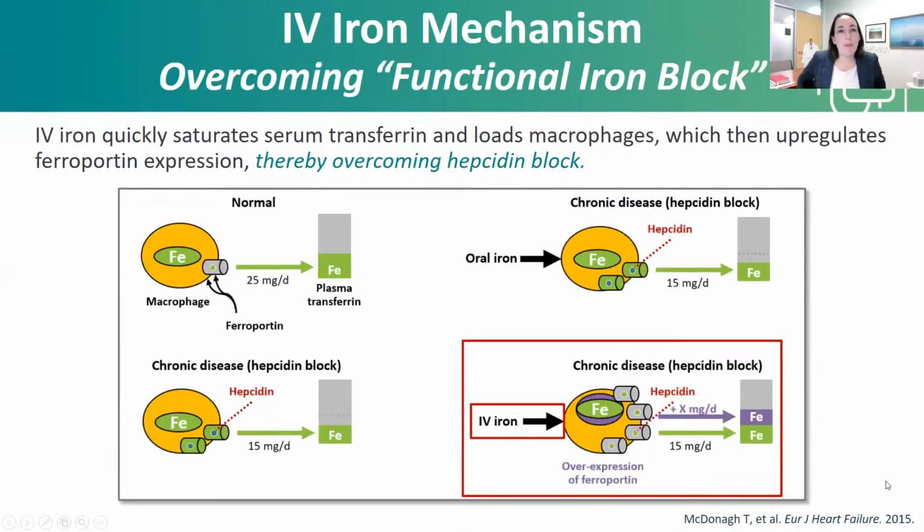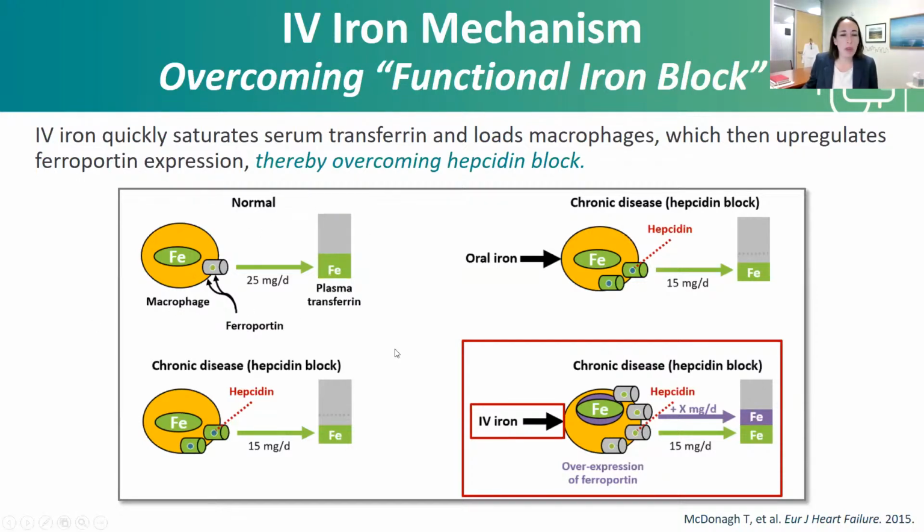So let's look at the mechanism and how IV iron can overcome some of the blocks that we see with chronic disease. IV iron can quickly saturate the serum transferrin, the transferrin that's delivering the iron, and that prompts ferroportin, that delivery system, the transmembrane protein, to become overexpressed and allow a lot of that iron to be utilized.